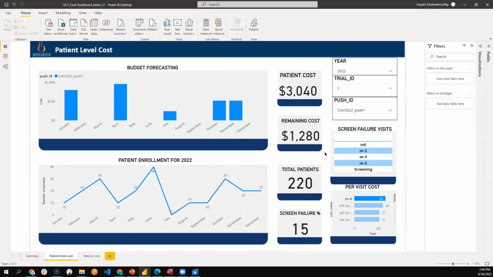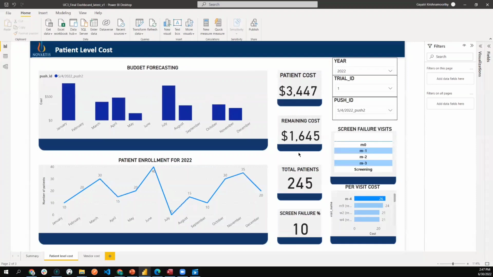Now, whenever there are any changes in any of these metrics, for instance, the CROs or vendors realize that they need more number of patients for the trial, or they are experiencing a slight decrease in the screen failure percentage, they send across this updated data, which is entered as a new push. So let's look at push 2. Here we see that the total number of patients has been increased to 245, and the screen failure percentage is decreased to 10. And here are the new updated screen failure likely visits, and we have the recomputed budget here.